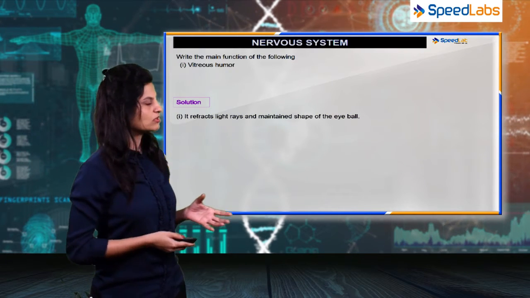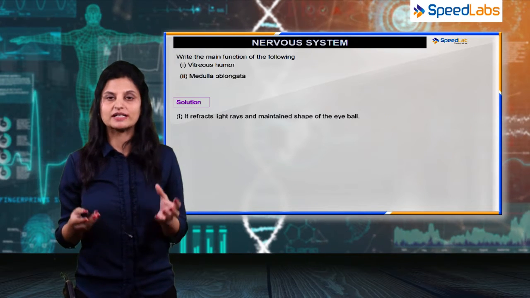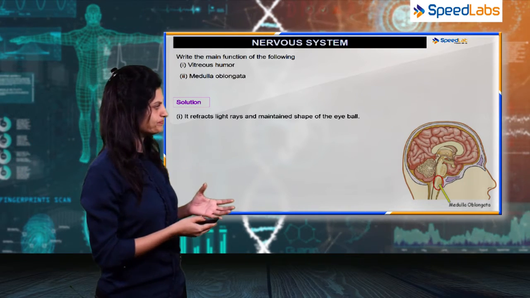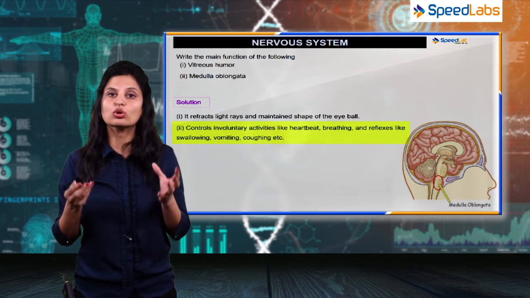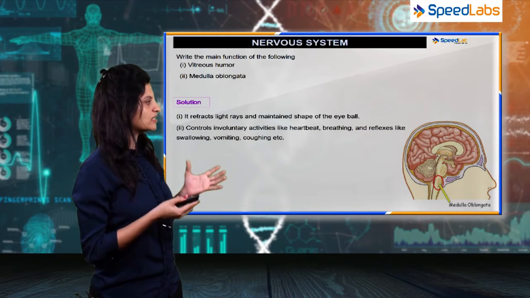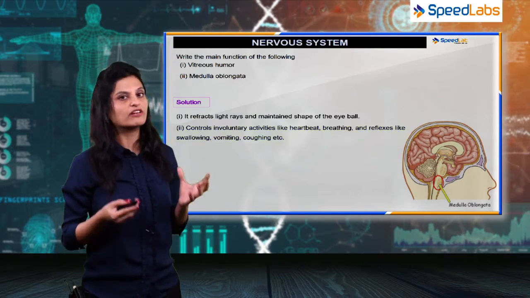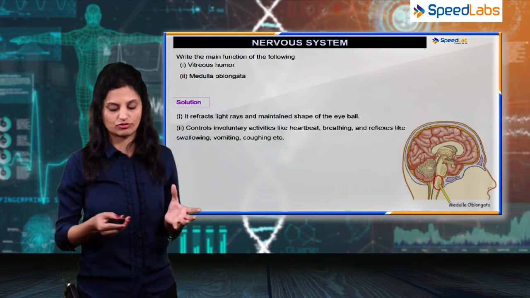Next option, what is the function of the medulla oblongata? Medulla oblongata is the lowermost part of the brain and it controls all the important involuntary actions like heartbeat, breathing, and important reflexes like swallowing, vomiting, coughing, etc.